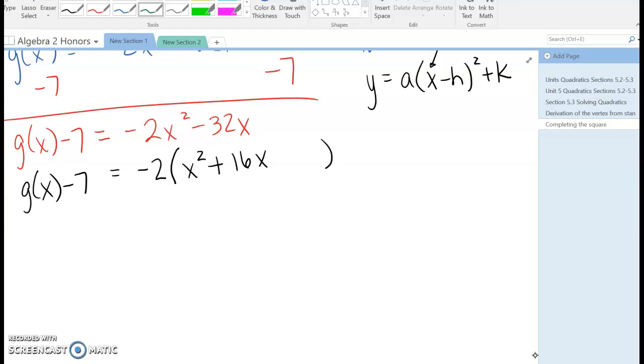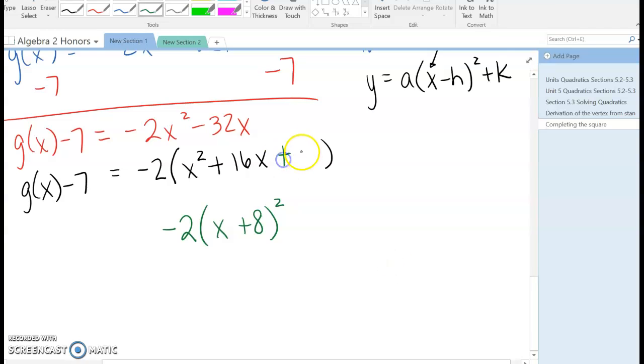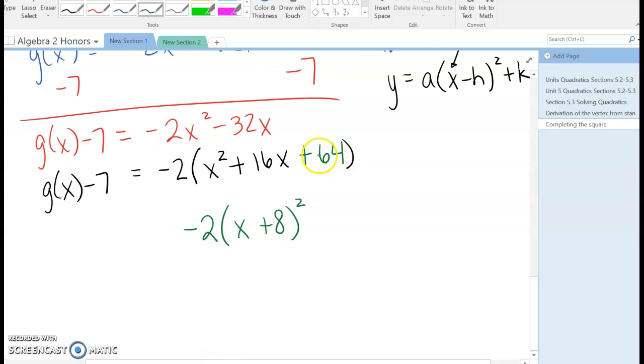Okay, now I want to think about how I would make this into a perfect square. So negative 2 times the quantity squared. Half of 16 is 8, so x plus 8 is going to be my perfect square there. And then to finish that, I would be adding 64 over here. Now our gut instinct is to say, we added 64 to the right side, so we need to add that to the left. But I'm going to caution you before you do that. Remember, this 64 is in parentheses, and it will be multiplied by negative 2.